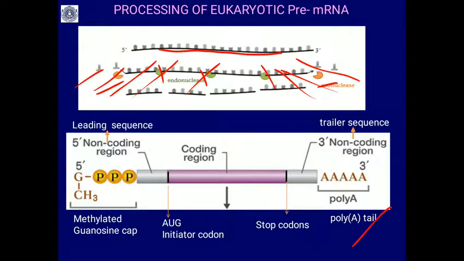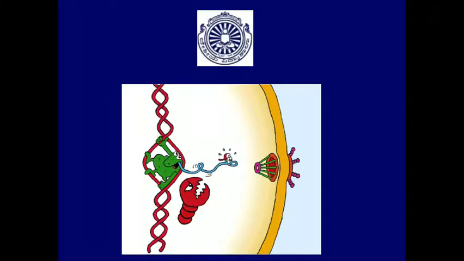Ultimately, the mature mRNA has all the structure you have studied: a 7-methylguanosine cap at the 5' region, a poly A tail at the 3' region, and the actual coding sequence. It starts with the AUG initiator codon and ends with the stop codon. These are translated during protein synthesis. So this is about the processing of mRNA.